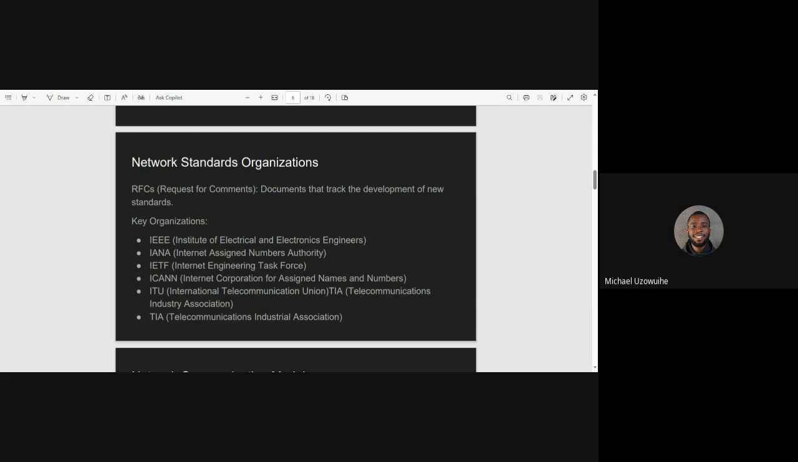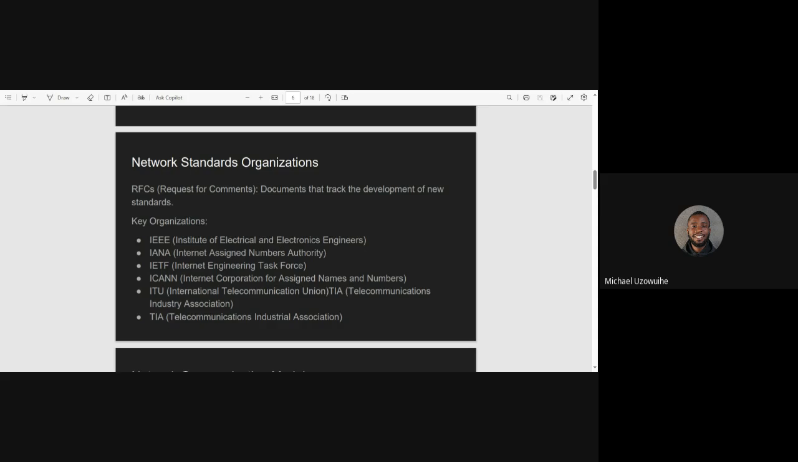But we are passing through the phase. That's how you just have to know it. So we have ICANN, Internet Corporation for Assigned Names and Numbers. These are invariably those that give IP addressing. Mostly they give IP addressing. We have ITU, we have TIA.